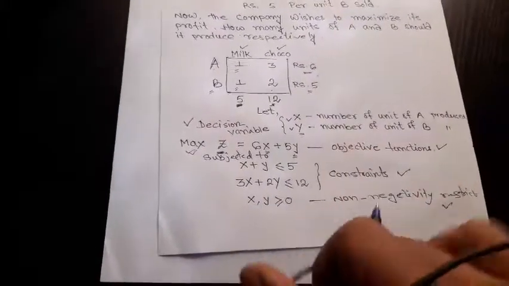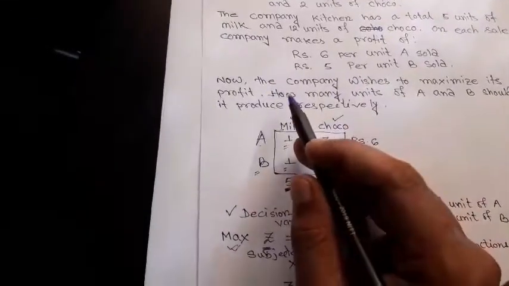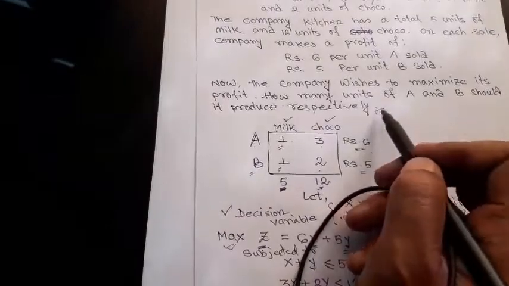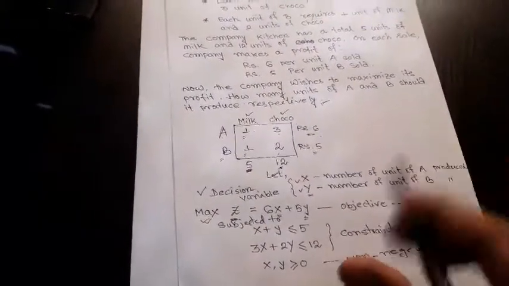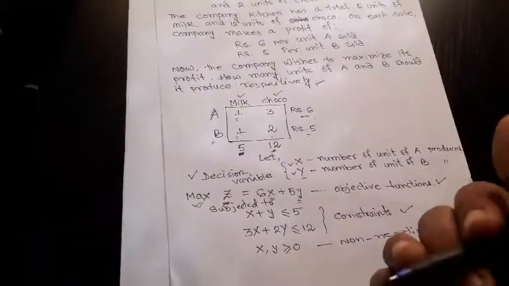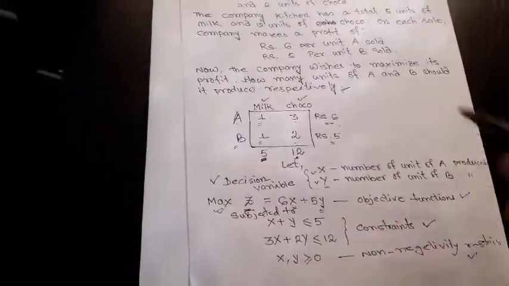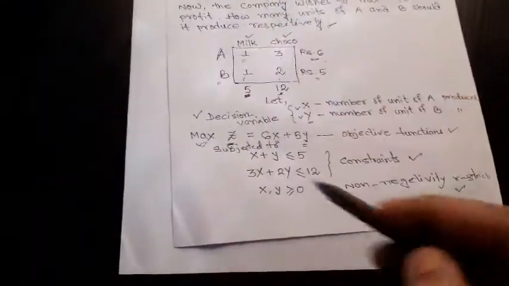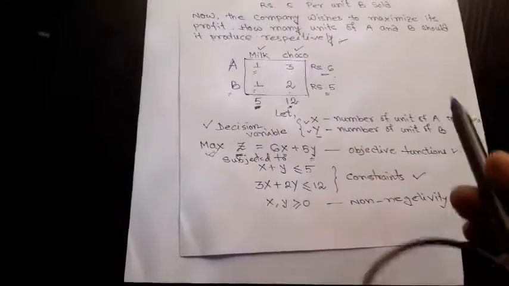After that, we are going to solve the problem. Here the problem says that we need to find out how many units of A and B should be produced respectively. The solution of this particular problem I will show later. I will upload the video later on. Right now I am going to show only how to formulate this particular problem. This is the way linear programming formulation can be done.